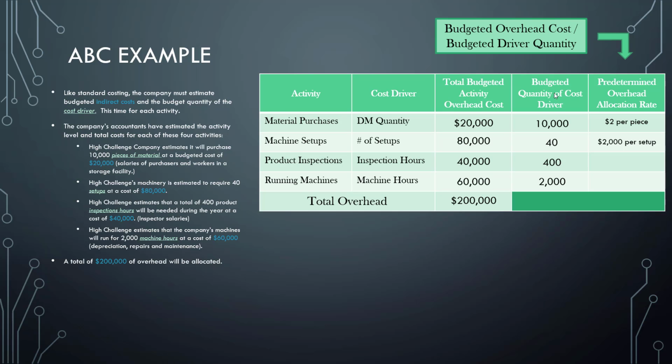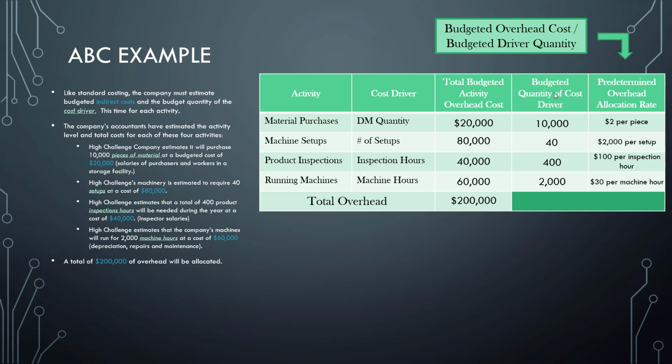For inspections, it's $40,000 spread out amongst 400 inspection hours. That's going to come out to a rate of $100 per inspection hour. And for machining, that's $60,000 that needs to be spread out amongst 2,000 machine hours. And that's going to come out to a predetermined overhead allocation rate for our machining activity of $30 per machine hour. So for the next 8-hour shift, we're making touring bikes, 8 times 30, $240 should be assigned in indirect costs to the touring bike related to machining.